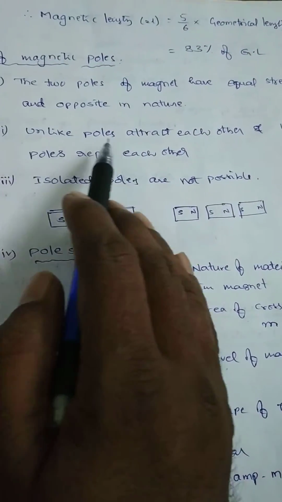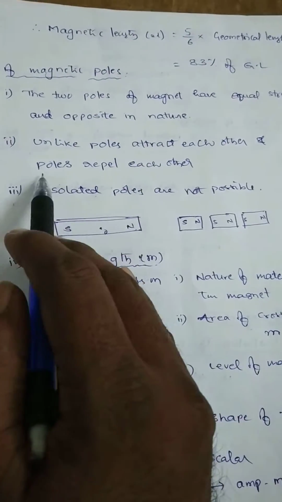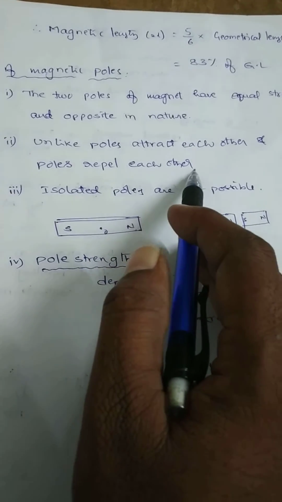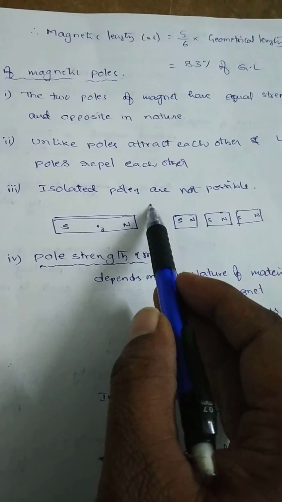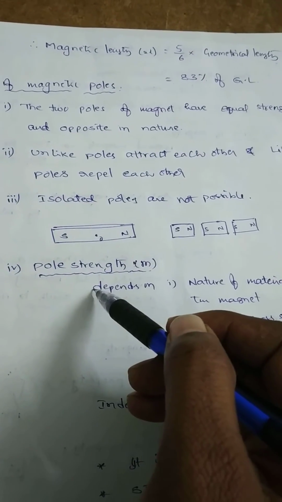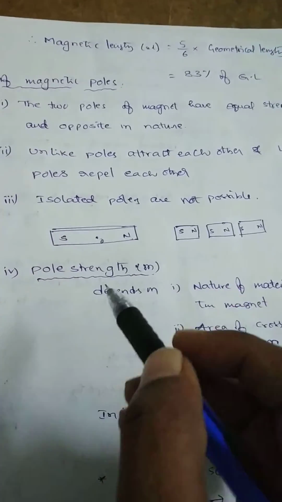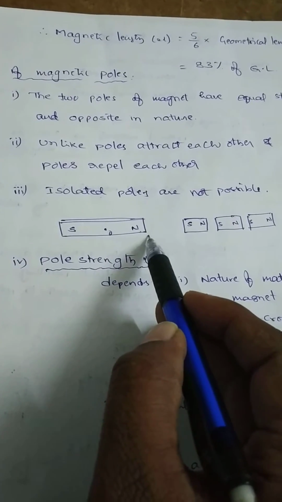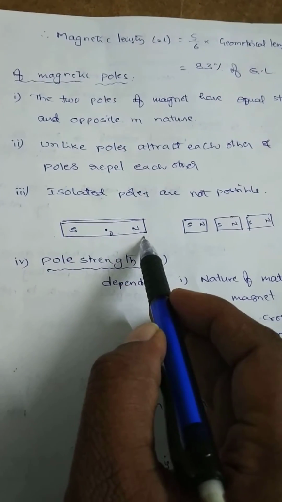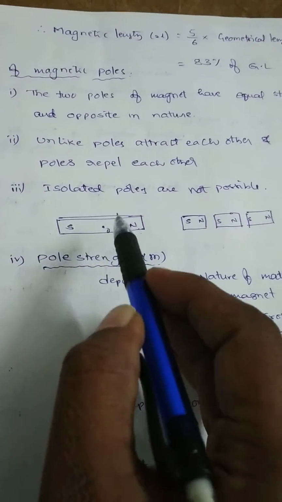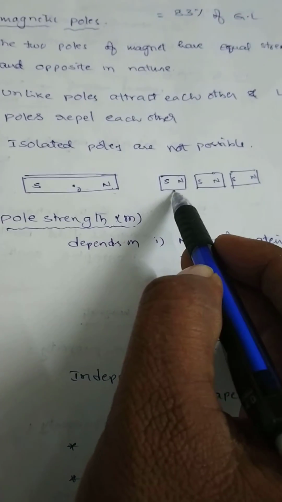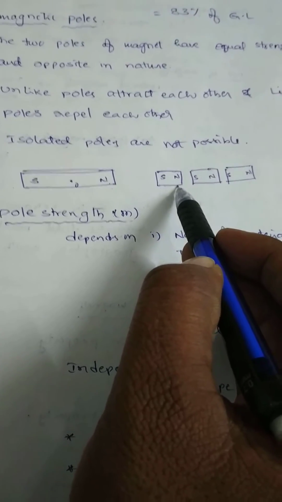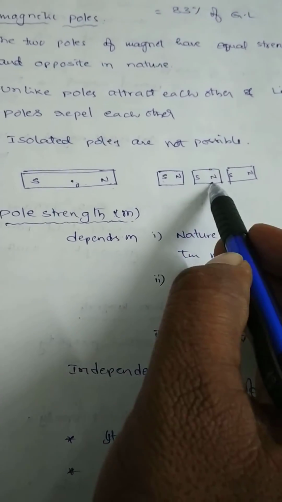Next one, unlike poles attract each other as well as like poles repel each other, similar to electricity. Isolated poles are not possible. Isolated poles means, suppose this is a long bar magnet. It has two poles, north and south. Let the bar magnet be cut into three pieces like this. Each piece also behaves like a thin magnet, like S and N, S and N, S and N.